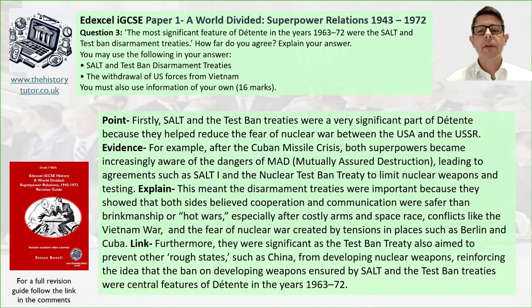Okay, so I've said, furthermore, they are significant as the Test Ban Treaty also aimed to prevent other rogue states such as China from developing nuclear weapons, reinforcing the idea that the ban on developing weapons ensured by SALT and the Test Ban Treaties were central features to Detente in the years 1963-72. This idea of stopping nuclear weapons developing.